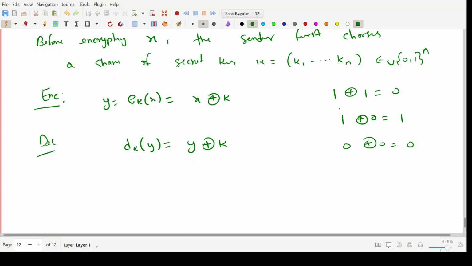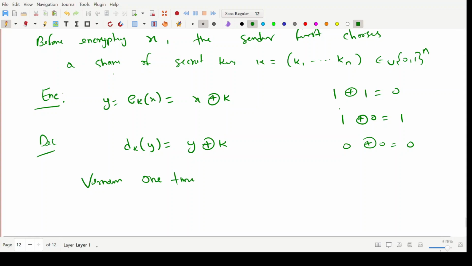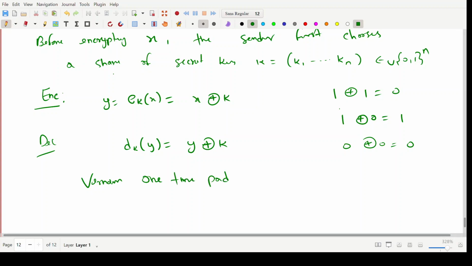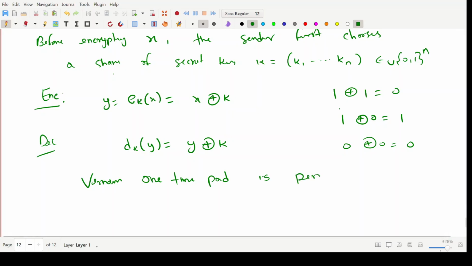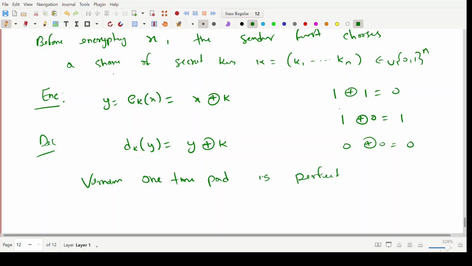So we can choose an n-bit key from {0,1}^n in 2^n different ways. Hence the shared secret key is uniformly distributed. Every key has the probability of 1 by 2^n. So by Shannon's theorem, this satisfies perfect secrecy. Okay, so Vernam one-time pad is perfectly secure.